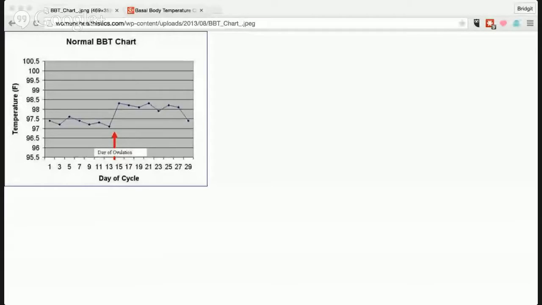So for a quick reminder, let's look at an ideal chart. Here's a normal, super typical chart that is healthy looking. For the first 14 days we have a temperature of about 97.5, and then it goes up to between 98 or a little more for the next 14 days. You can see it looks really stable and it's easy to see a pattern.